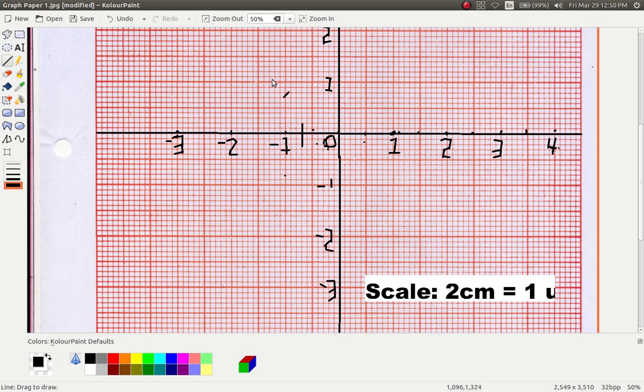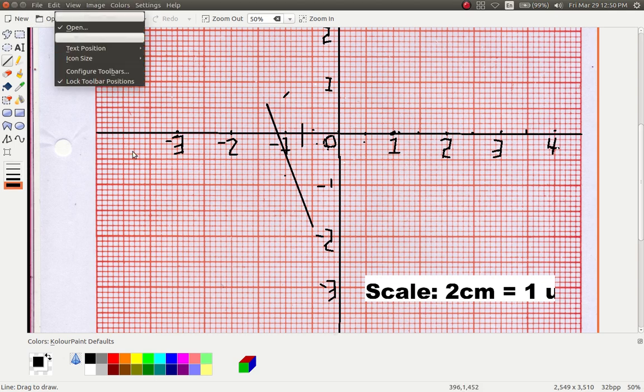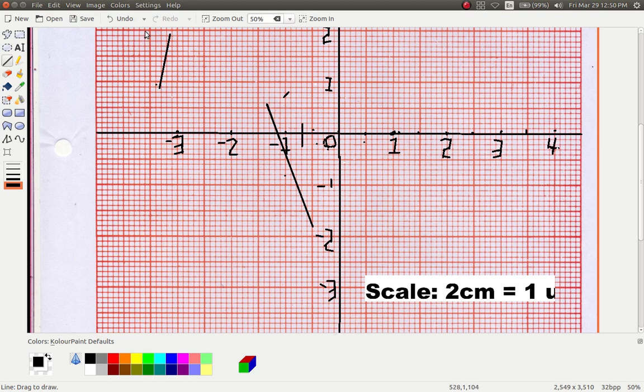Alright, so that's how you deal with the scale. 2 centimeters equal 1 unit. If it's 1 centimeter equal 1 unit, then every 1 centimeter you go, you have 1 unit. If it's 1 centimeter equal 2 units, then for every 1 centimeter you go, you put 2.